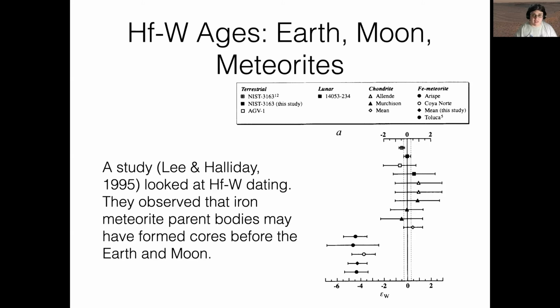And using this hafnium-tungsten dating, we get that those bodies formed their core, or finished forming their core, before the Earth and the Moon finished, which might mean they were smaller and formed quicker.